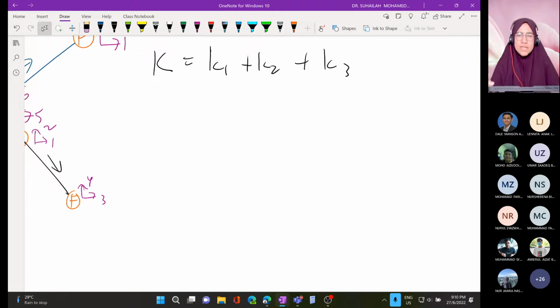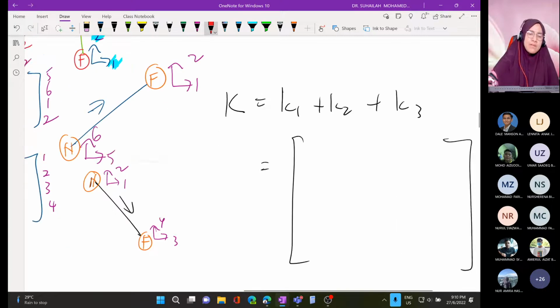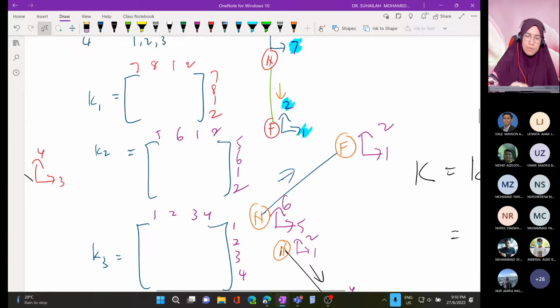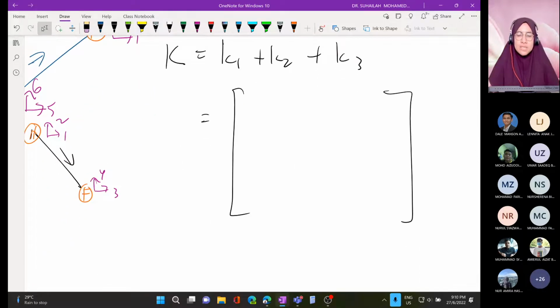Okay, for the structure stiffness matrix, the size must be equal to 8 degrees of freedom. So this one we have to write, we have to determine the values, which we will get from the 3K that we have from 1, 2, 3. Okay, we total to get the structure stiffness matrix.